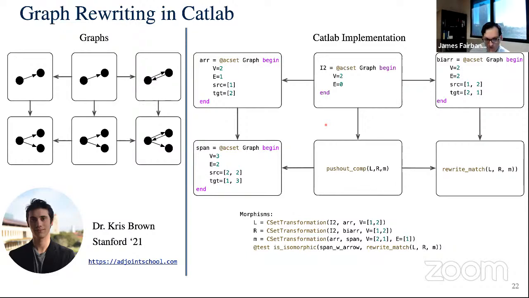So you implemented graph rewriting, and this is how it looks in Catlab. I express my rule as a span, and then my match as a morphism. I compute the pushout complement to get the context, the embedding of the context for the rule into the input graph. Then I compute this other pushout, this double pushout. Here's one pushout, here's the other pushout. So the computational primitives you need are pushout complement and then pushout.